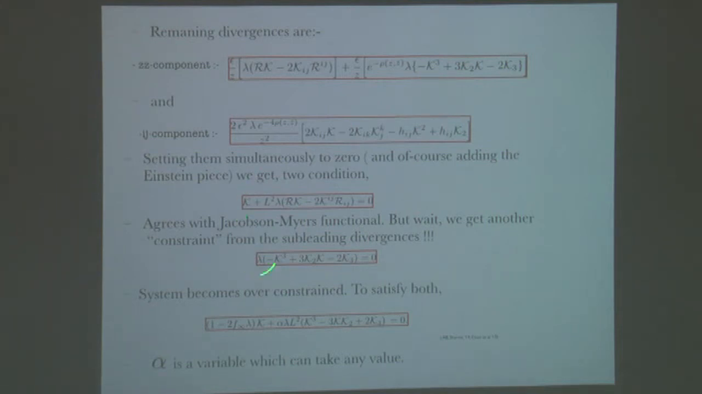So, if you take a linear combination and make some algebraic manipulation by replacing this R using the Gauss-Codazzi equation, you get this final form of the surface equation, and this alpha is an arbitrary parameter which can take any value.